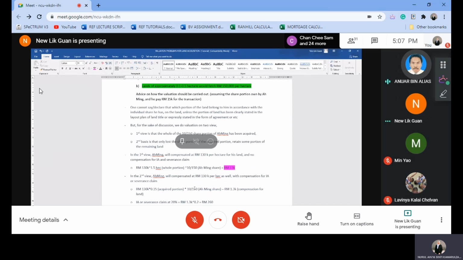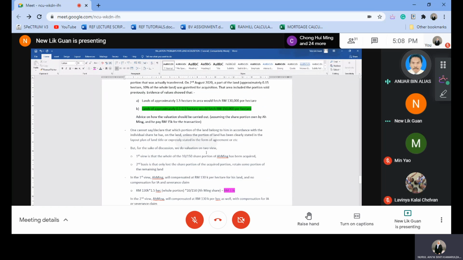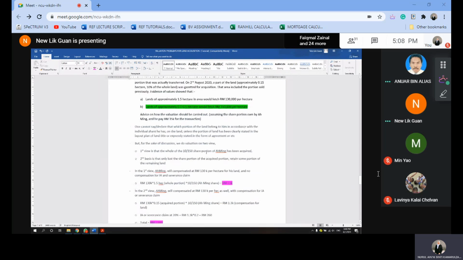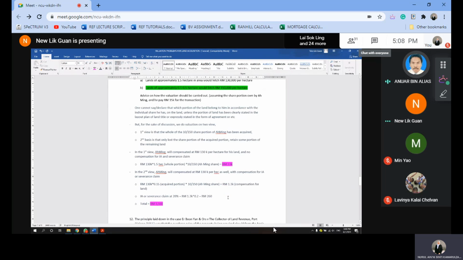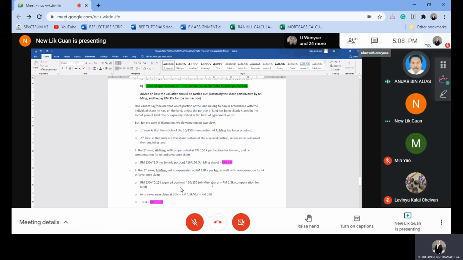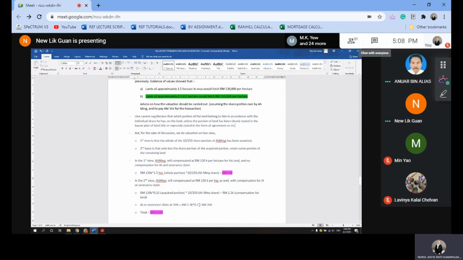Okay, the question here tries to trigger you on whether you are going to use 150,000 per hectare or 130,000 per hectare. Based on law, it should be 130. Must be land, isn't it? That is one of this question's views. Because there is no such thing as the first view and second view with a totally great difference between them. Cannot be. How come, if I apply your second view, I only consider 10% of your first view.